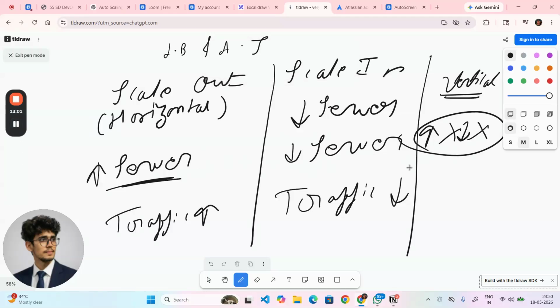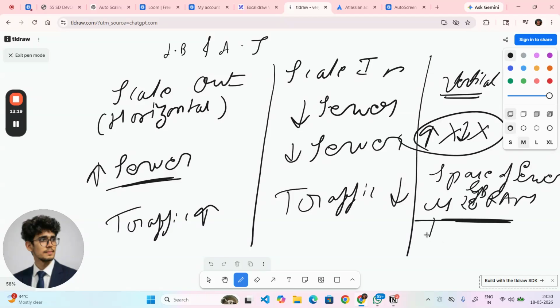Suppose here my space of server is 20 GB RAM. Here what we will do? My space is 20 GB RAM. We can increase the space with 190 GB RAM. That is your vertical auto scaling. What we are doing now, we are increasing the space of the server, which is the initial server.